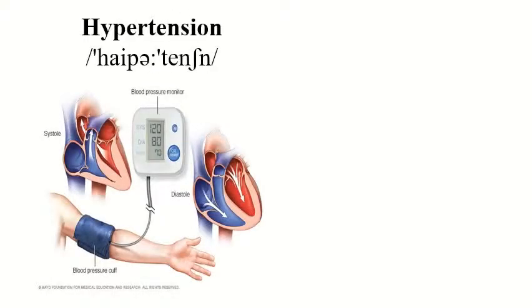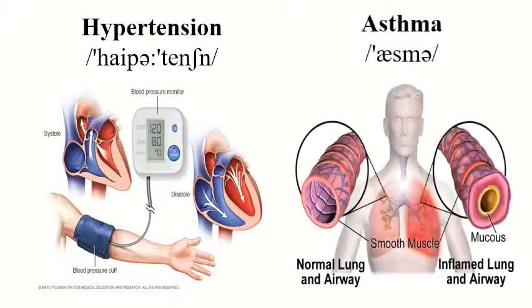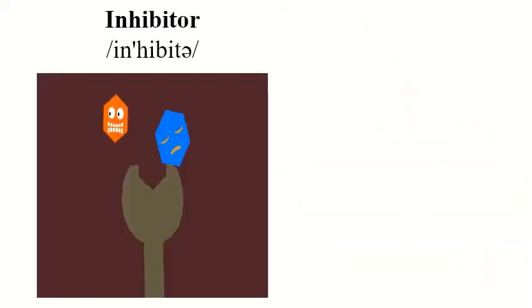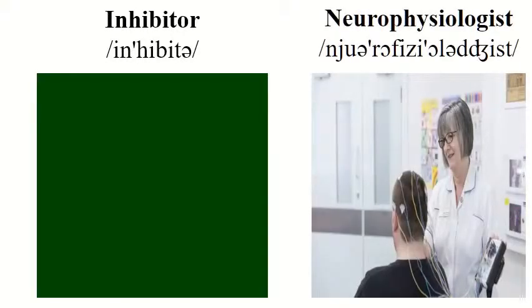Hypertension. Hypertension có nghĩa là cao huyết áp. Asthma. Asthma có nghĩa là bệnh hen phế quản. Inhibitor. Inhibitor có nghĩa là chất ức chế. We had the video about inhibitor. Neurophysiologist. Neurophysiologist có nghĩa là bác sĩ chuyên khoa sinh lý học thần kinh.